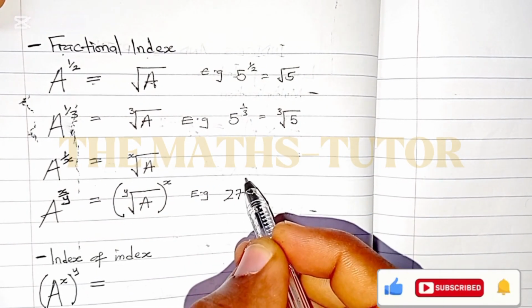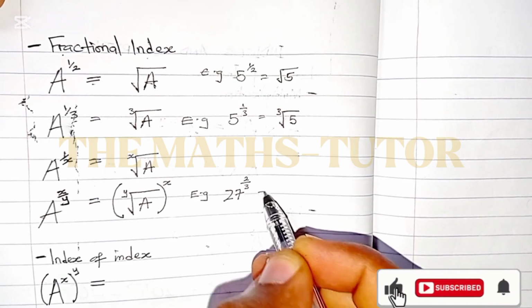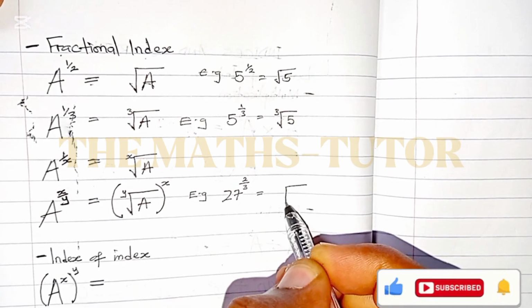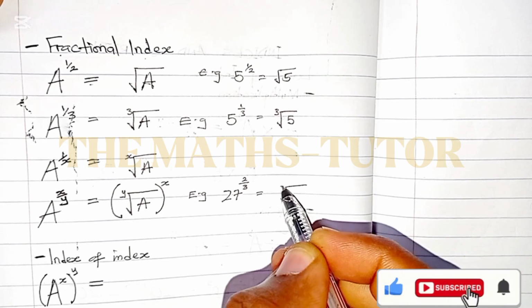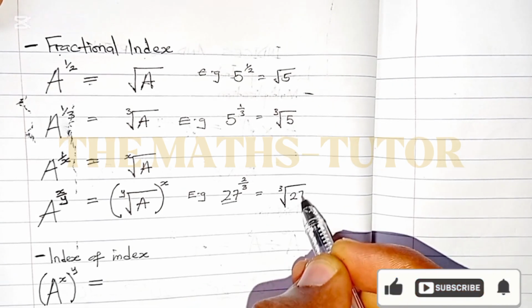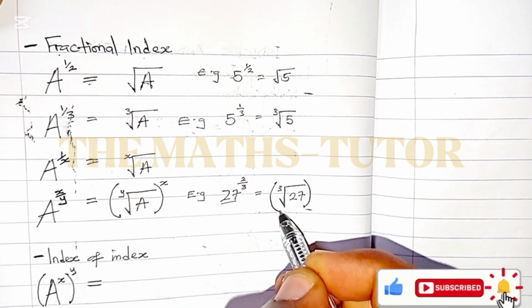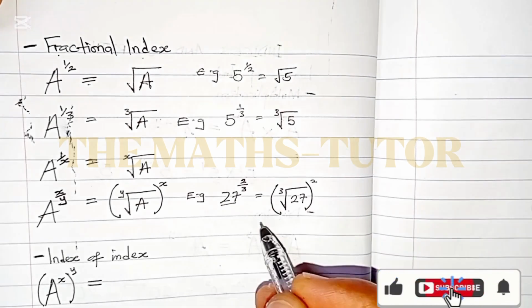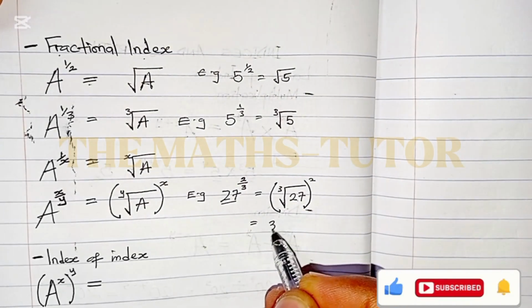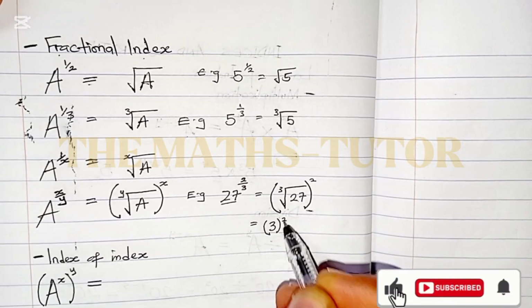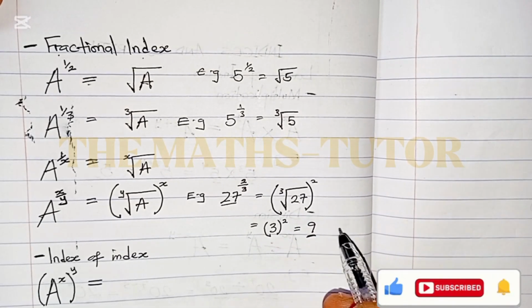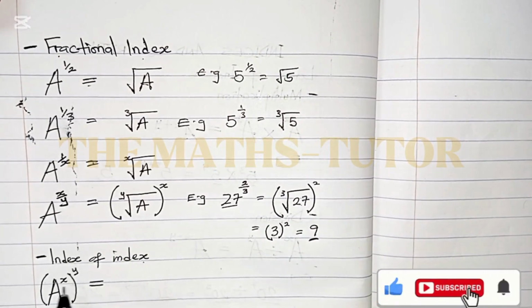An example, we have 27 raised to the power of 2 over 3. We have 27 expressed as the cube root of 27, all raised to the power of 2. Cube root of 27 is 3, raised to the power of 2. The answer gives us 9.